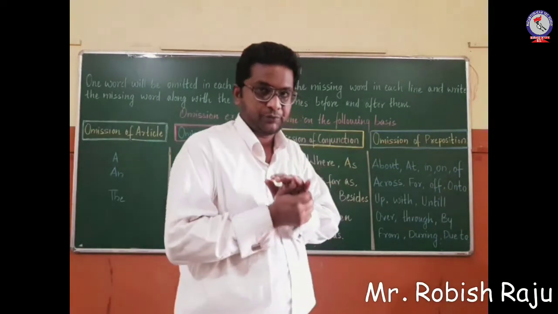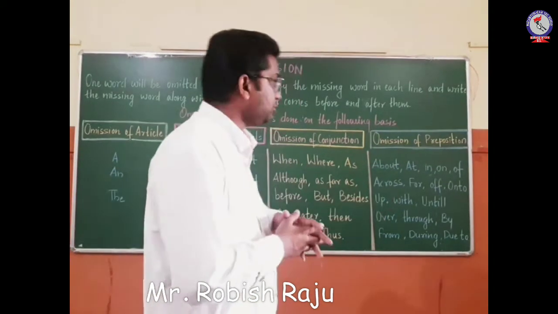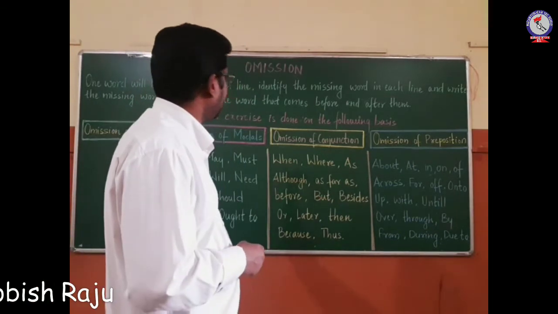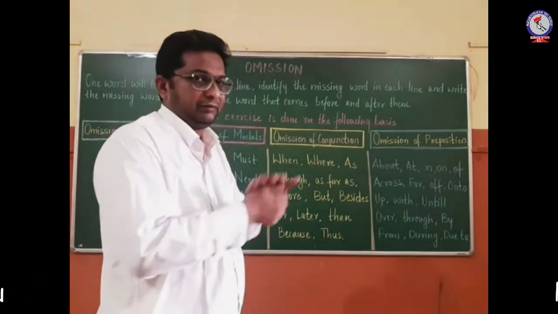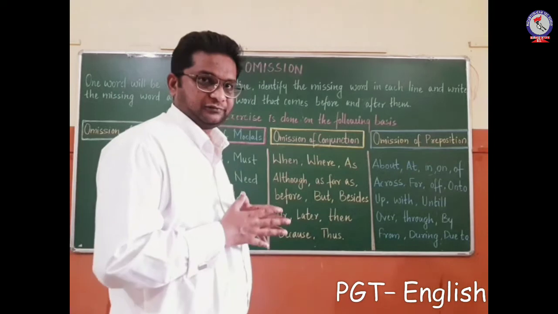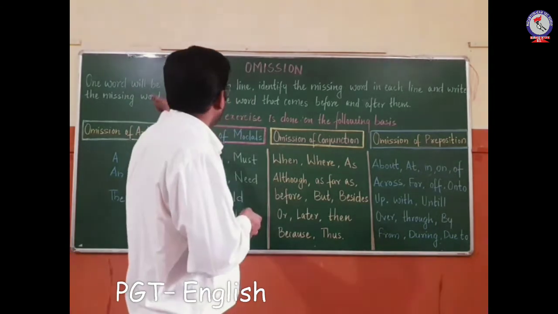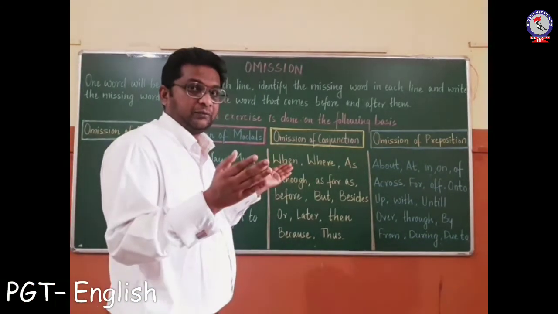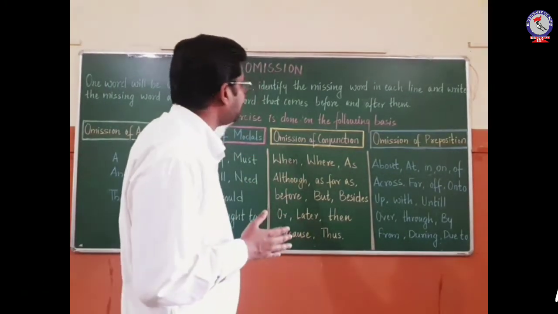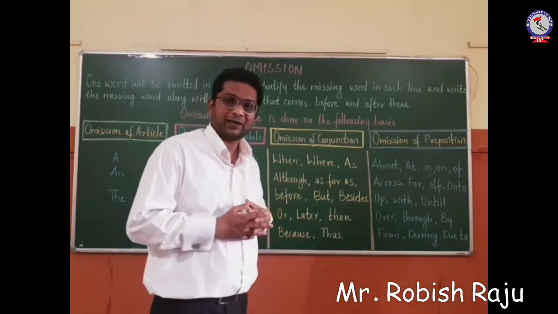See about omissions. Let us see first what it is. Omission means one word will be omitted in each line. There will be a paragraph, an unedited paragraph. In each line, one word will be omitted. That means it will be missing. So what we have to do is identify the missing word in each line.